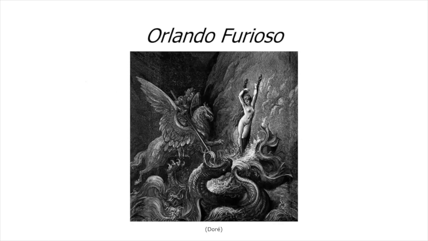And here is an image from the Orlando Furioso. This is from the 19th century French illustrator Gustave Doré. This is a famous scene in which the hero Ruggiero, or Roger, riding a winged horse, kills a sea monster that is attacking Angelica, a woman who is chained to a rock. Okay, that's this image, and this story will reappear later in the lecture, I think.